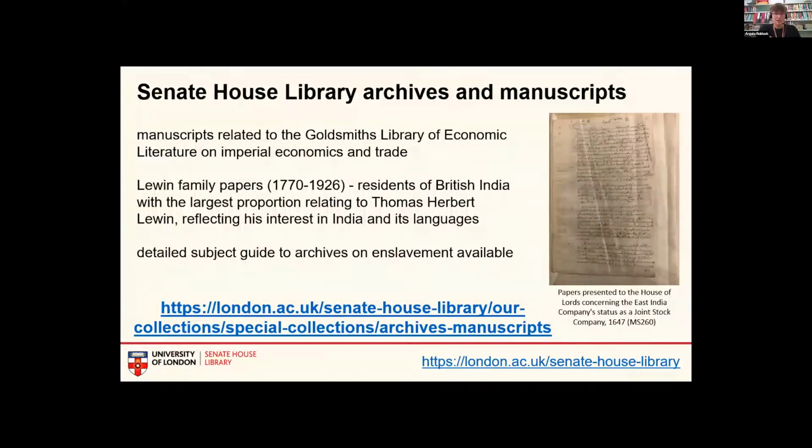Then there's also a detailed subject guide available on all our archives, including the Institute of Commonwealth Studies archives that have connections to enslavement. And for those of you who are interested in these archives, we're currently in the process of updating that subject guide and making it a lot more detailed and comprehensive. So if you check back on our website about mid-May, there should be a new subject guide coming soon. So please do check back on our website to find out more.